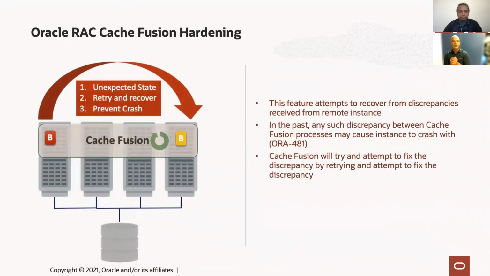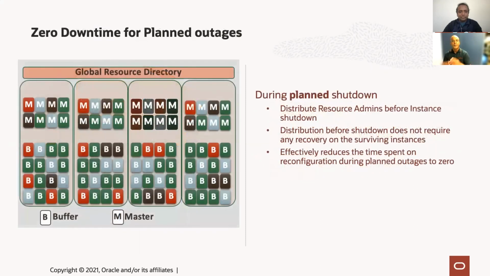Similarly, we have also reduced the chances of an LMS crash, which is the ORA-481 error, by trying to retry and recover from unexpected states instead of going through the complex process of crashing and reconfiguration. This is something that will even help improve your high availability.